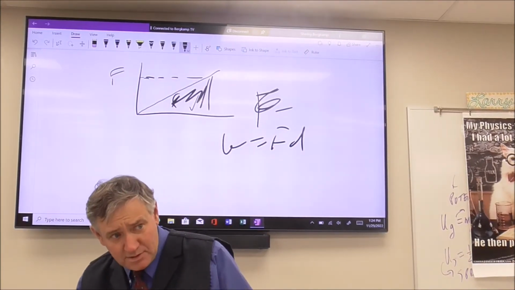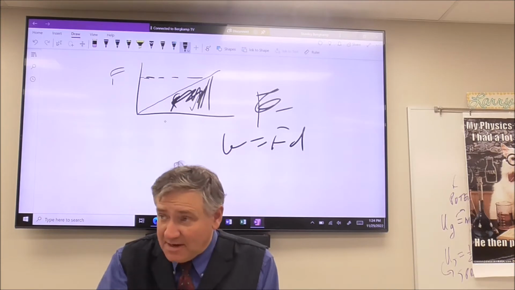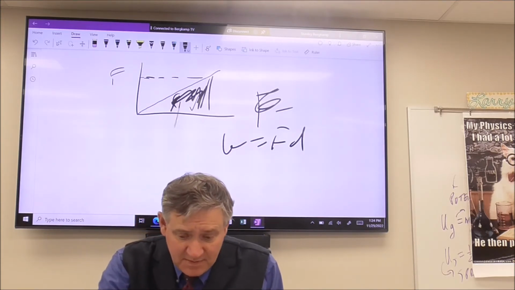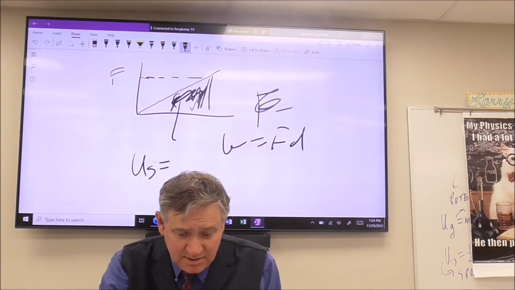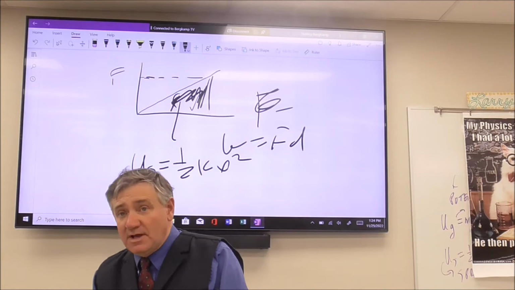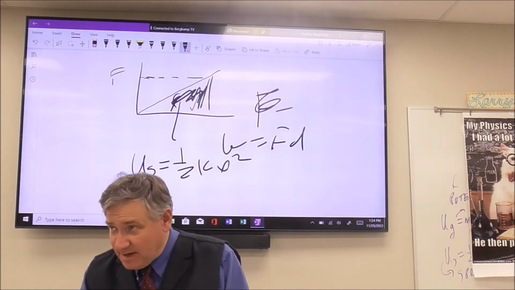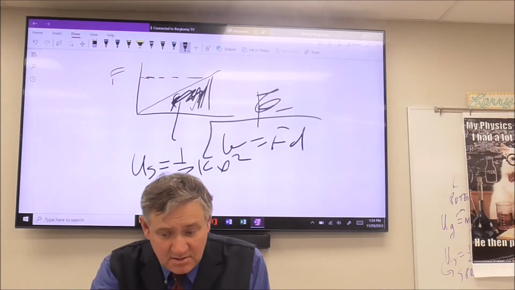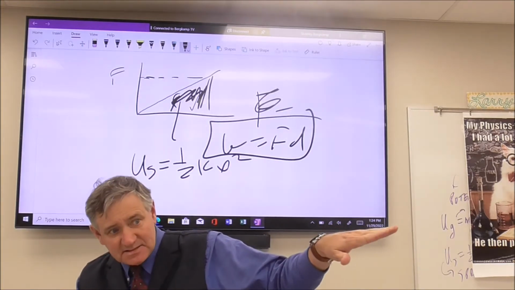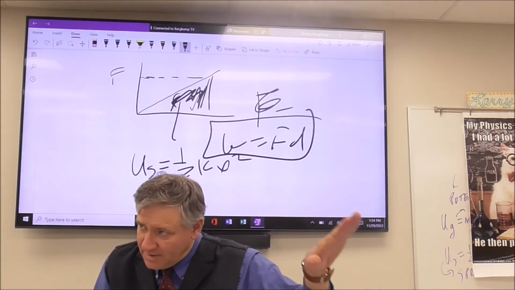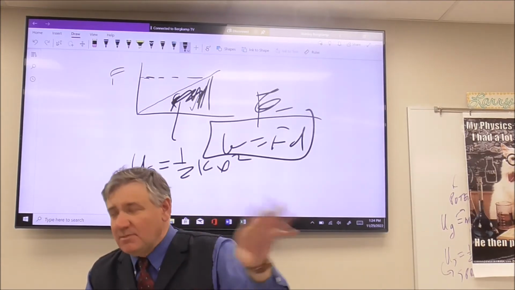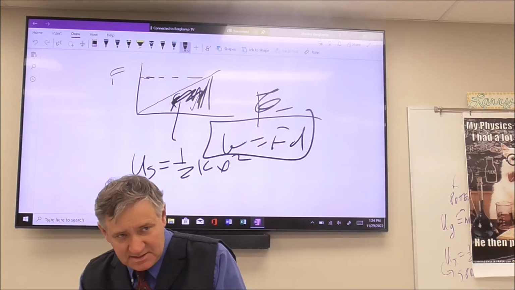So that's one way you can do it, is you can find that area legitimately. The other thing you could have done is use Us equals 1/2 kx squared. Either way, you're going to get the same answer. But you don't get that answer if you use force times distance, because it's not the same force acting over that entire distance. So that was without doubt the most missed question on that assignment.